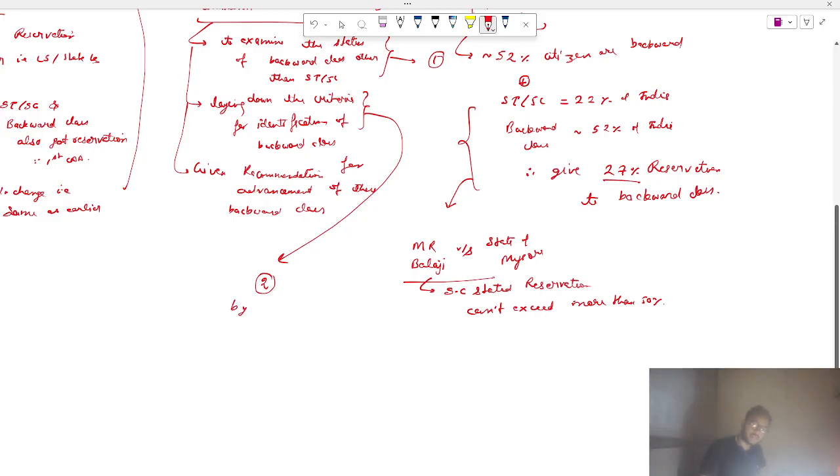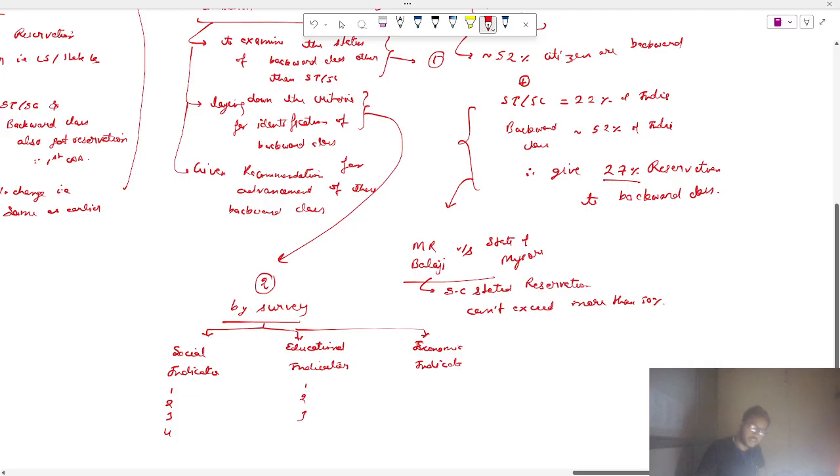How was this survey conducted? Basically, they made 12 indicators. What are these 12 indicators? The first four are from the social indicator, an educational indicator, and an economic indicator. In the social indicator, they placed 4 points. In the educational indicator, they placed 3 points. In the economic indicator, they placed 4 points. So basically, there are 12 points which have been mentioned in the survey.